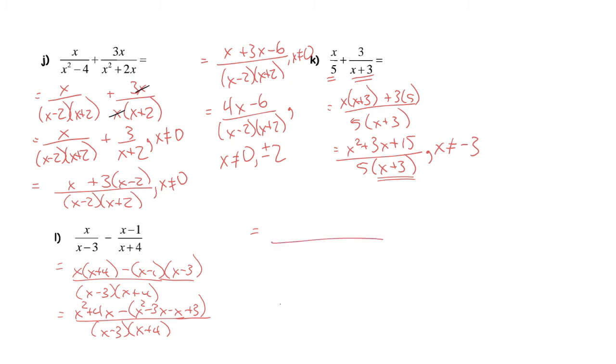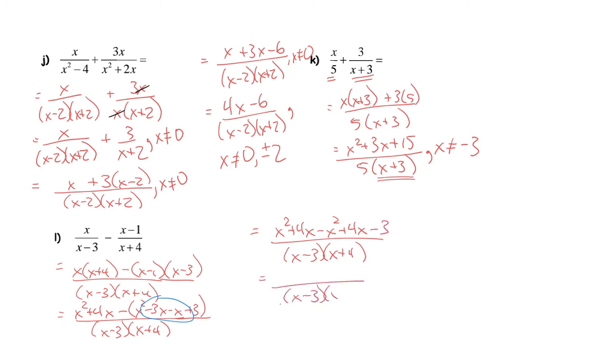And so now, my denominator is still x minus 3, x plus 4. This is going to become x squared plus 4x. Okay, so here, those two together become negative 4x. So when I move that negative through, I'm going to get negative x squared plus 4x. The sign will change, minus 3.